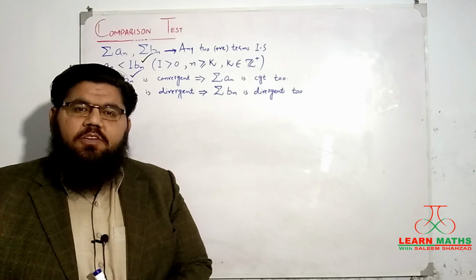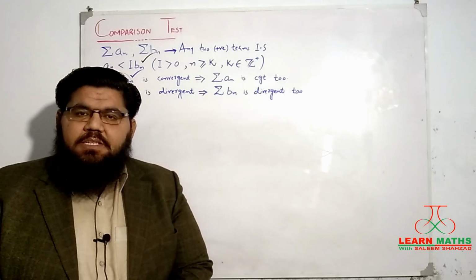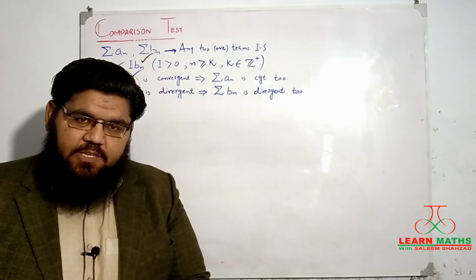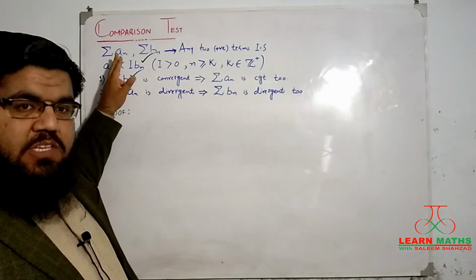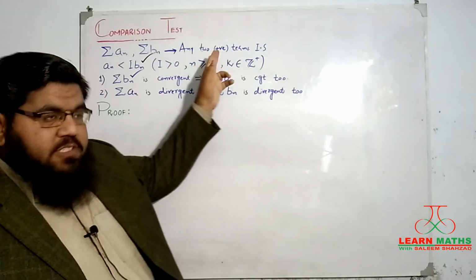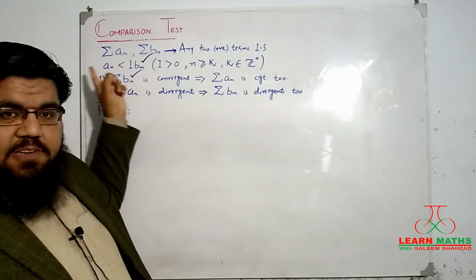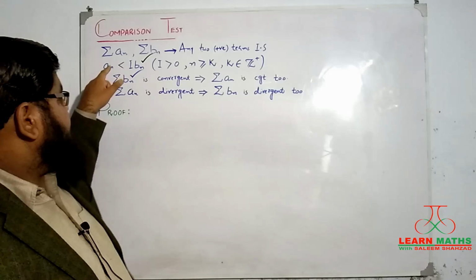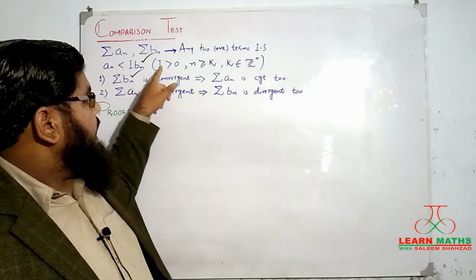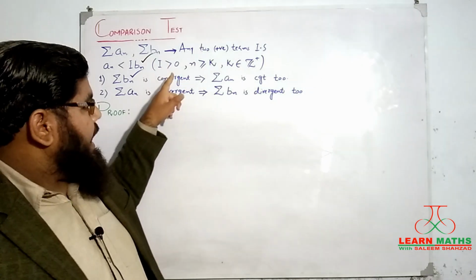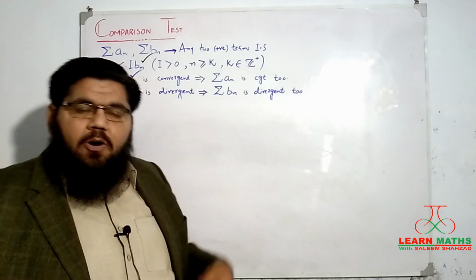In today's lecture we are going to prove the basic comparison theorem for investigating the convergence of infinite series. What does it say? It says that if you have any two infinite series of positive terms, and there is a relation between their terms, this is the relation: an is less than l times bn, where l is any positive real number and n is greater than or equal to k, where k is any positive integer.